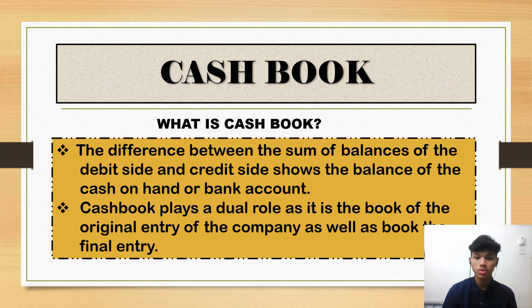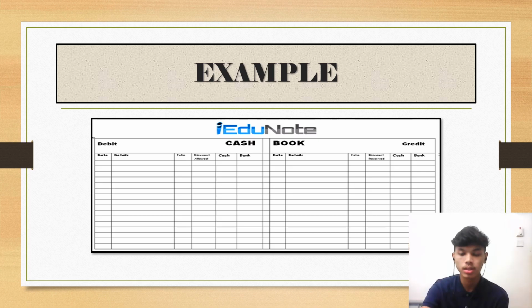So I will continue with the topic of cash book. Basically, the cash book is the difference between the sum of the balances of the debit side and credit side, and it shows the balance of the cash on hand or bank account. The cash book plays a dual role, as it is the book of original entry of the company as well as the book of final entry. So this is one example of a cash book.